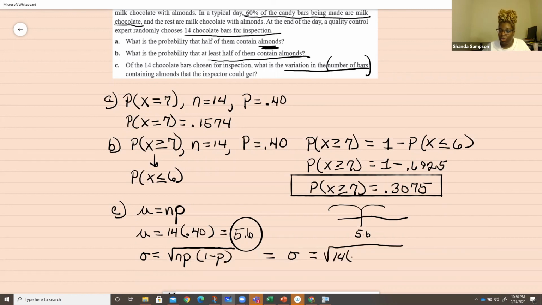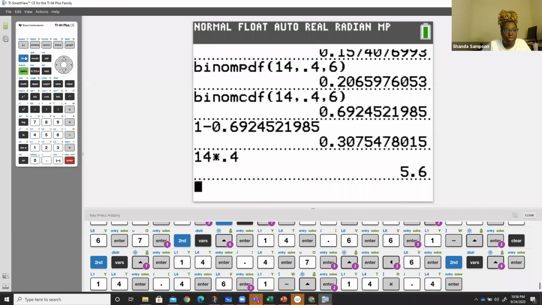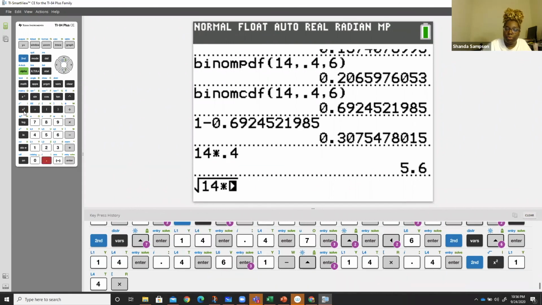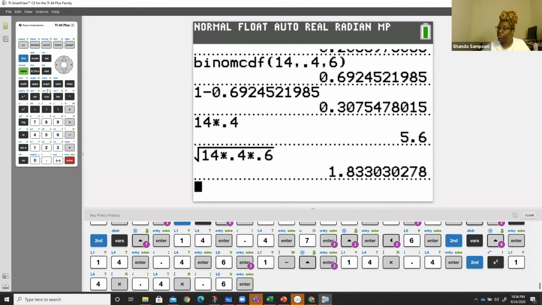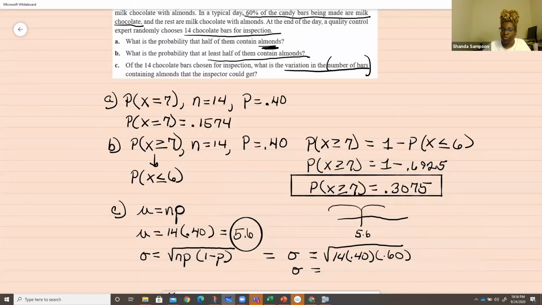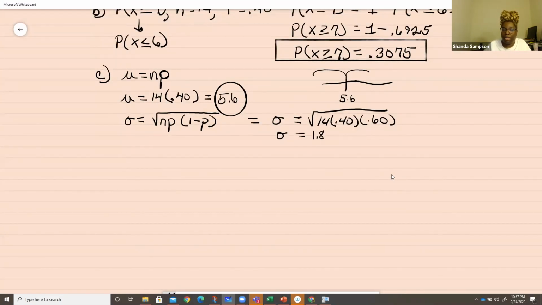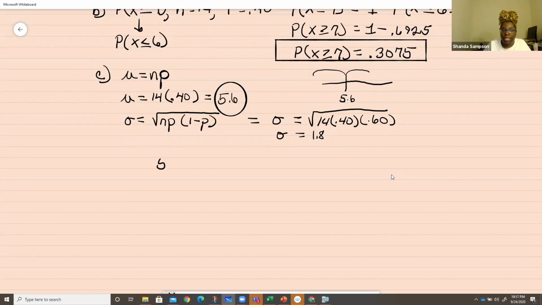14 times p, which is 0.40, times 1 minus p, or q, which is 0.60. So we need the square root of 14 times 0.4 times 0.6. Remember, rounding rules stay the same for standard deviation and mean: still one more than the random variable x. Your standard deviation is 1.8. So now we just need to find our number of candy bars by taking the 5.6, which is the middle amount of candy bars, and subtracting 1.8, which gives you 3.8, and adding 1.8, which gives you 7.4.